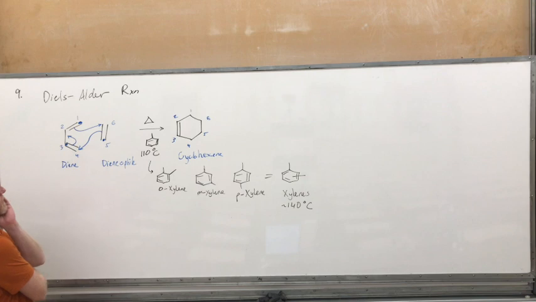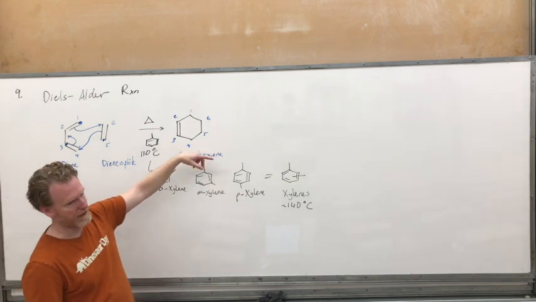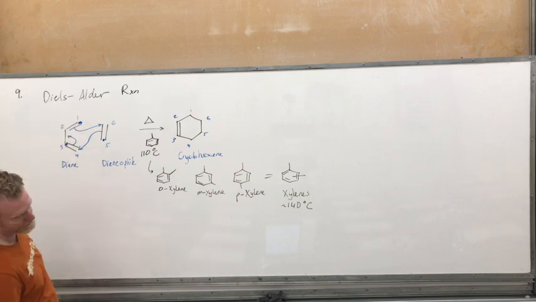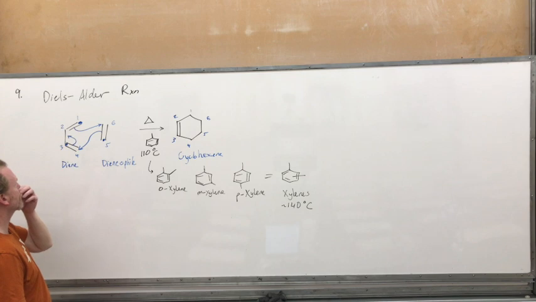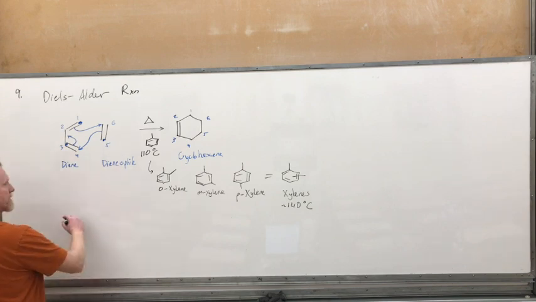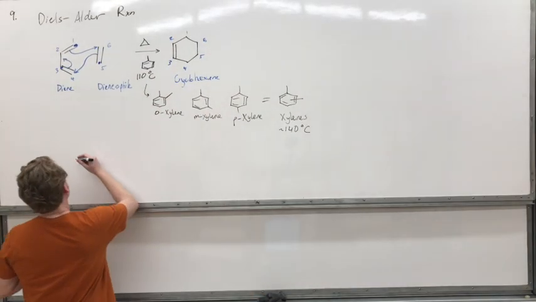Okay, so now let's look at something else even more impressive about this reaction. It is the stereochem. This particular example had no stereochem. But if we have different groups out here, we'll have stereochemistry in the product. So first we'll focus on the dienophile. That's a little easier. So let's look at an example like this.